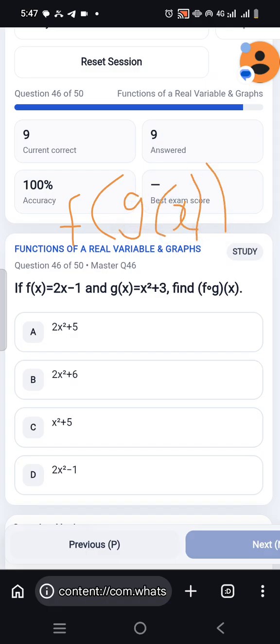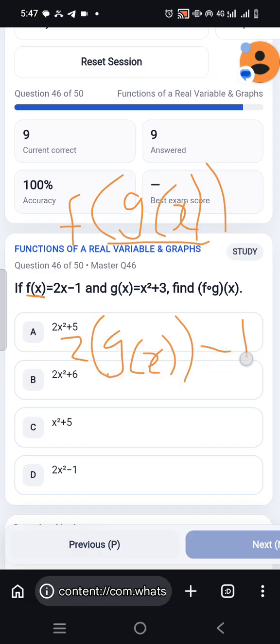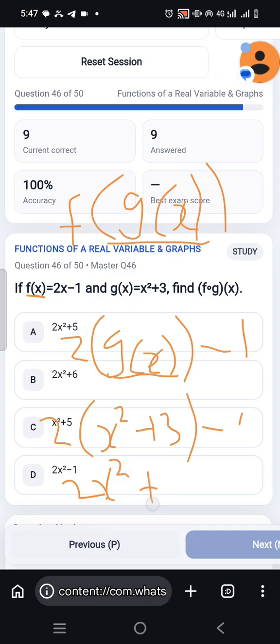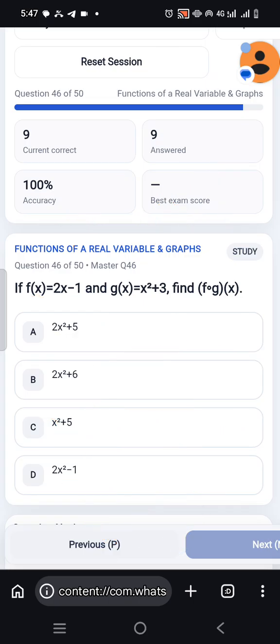You get it? So what is f of x itself? This is f of x. Now you are replacing this input, which is x, with g of x. So f of x is equal to 2x minus 1, so it will become 2 times g of x minus 1, as your x changes to g of x. So what is your g of x? x squared plus 3, then minus 1. That will give me 2x squared plus 2 times 3 is 6, minus 1. So that will give me 2x squared plus 5. So A is my answer.